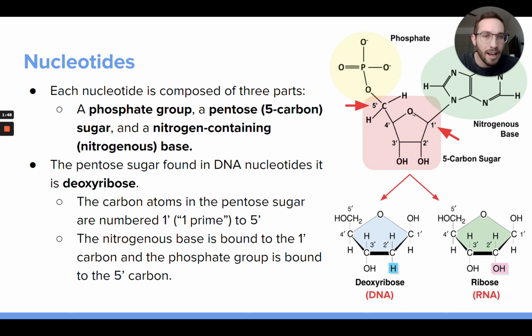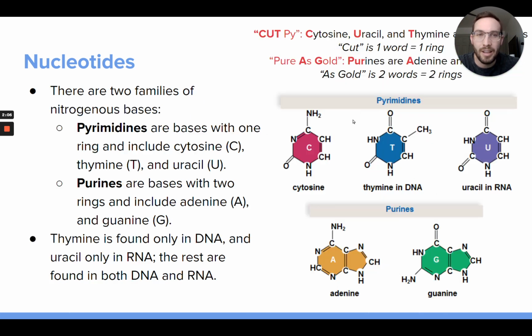And on that pentose sugar, just to remind you guys, we number these carbons. There's the 1', 2', 3', 4', and 5' carbon. And so you can see that the phosphate group here is attached to the 5' carbon, and the nitrogenous base is attached to the 1' carbon. And then those nitrogenous bases that are found in nucleotides, they could be one of 4 different types in DNA. The nucleotides that are found in DNA are either going to contain a nitrogenous base that's cytosine, thymine, adenine, or guanine.